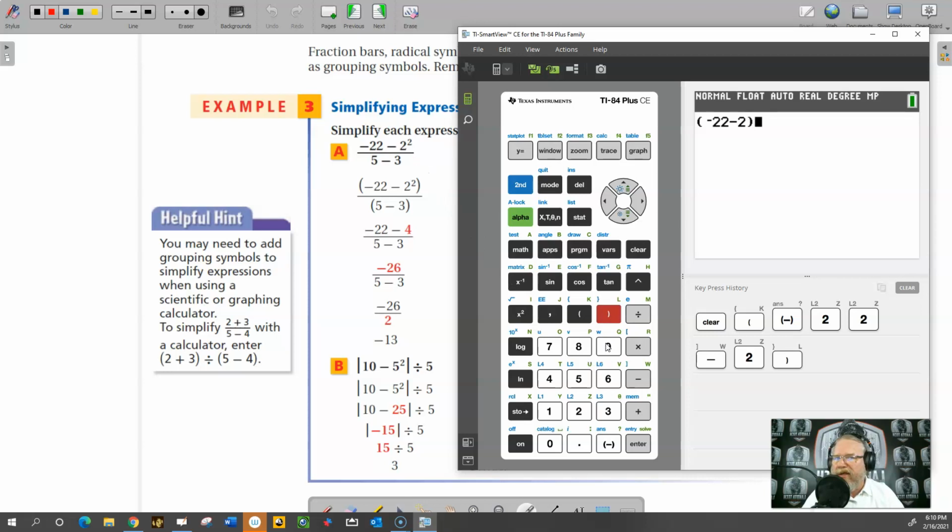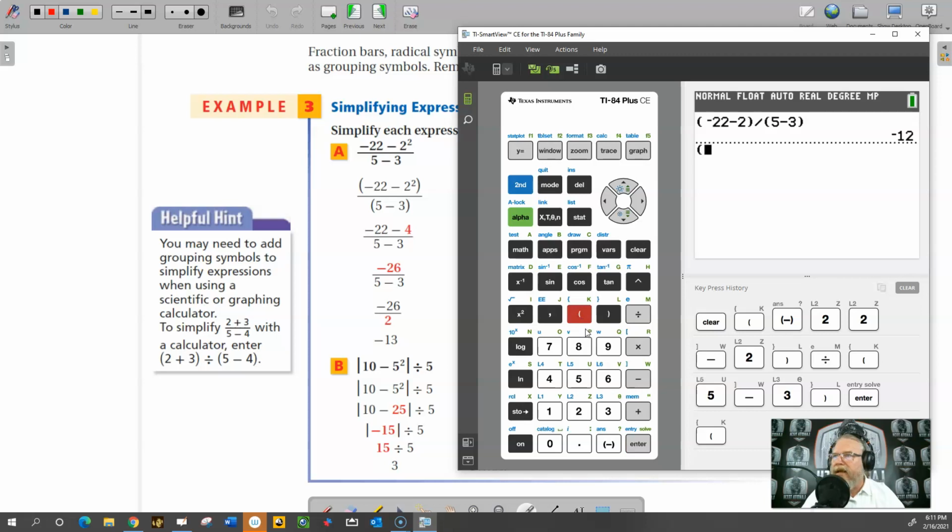Remember, every fraction is a division problem, so I'm going to put divide. Then I want to simplify the denominator, the number at the bottom, so I'm going to use a parenthesis. Do 5 minus 3, close the parentheses. Now whenever I hit enter, it should give us negative 13. And it actually gives us negative 12. What did I do incorrectly? Is the book incorrect? Negative 22 minus 2. Oh, I know what I did. I did not square it. Okay, so the book is correct.